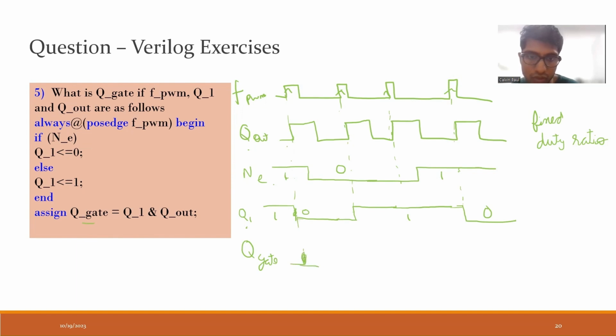still 0. 0 into anything, so 0 dominates, so it is 0. In this case, it becomes 1. So as long as this is high, this will be high. Okay, when that goes low, if this is 0 and this is 1, so it is 0. Over here again it turns high, so it will come high. And when it goes 0, it will come like this. Okay. And then again at this instant, my Q1 has gone low, so it will continue to remain 0. This is my Q gate.